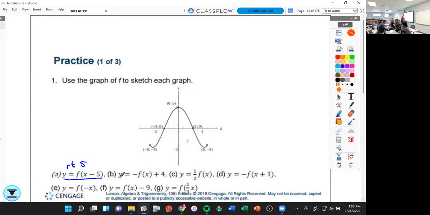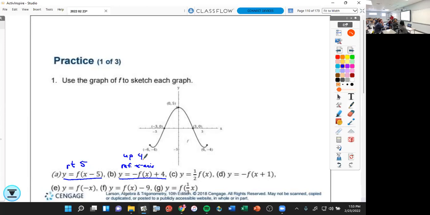Part B, we have negative f of x plus 4. Reflected which way? Down, across the x-axis. And up 4.